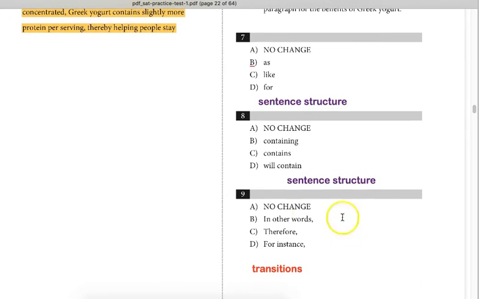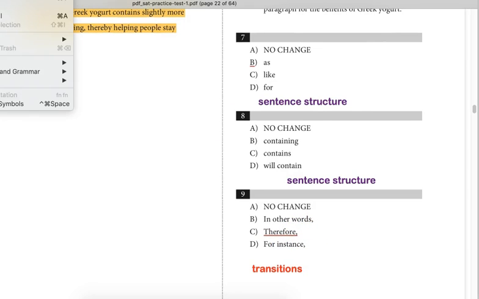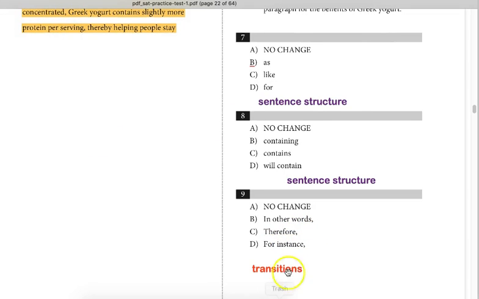However, these elements down here, these words and phrases, create different relationships. Therefore creates a cause and effect relationship, okay? You don't want that. That would not be correct. So let's eliminate that. Therefore would not be right there, okay? For instance, creates an example relationship. That wouldn't be right either.